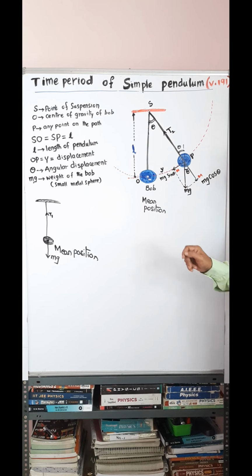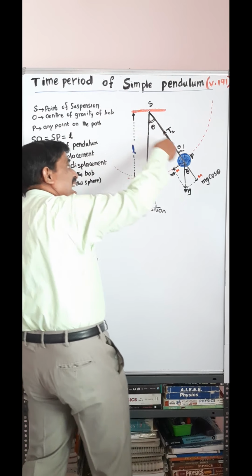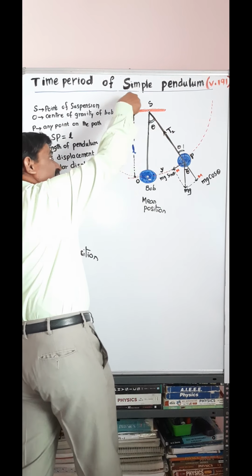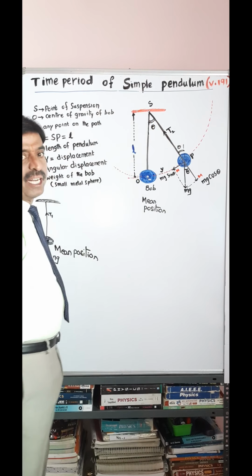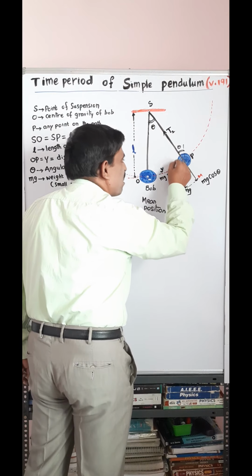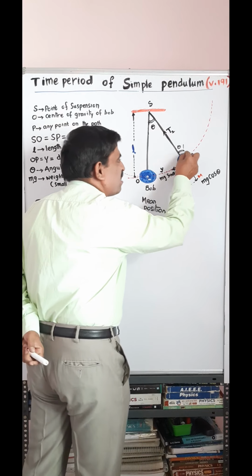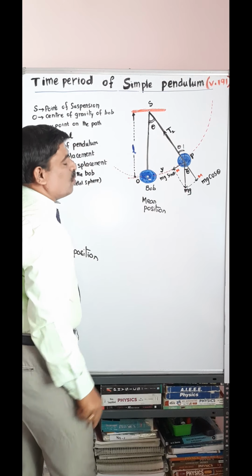At the point P, the weight of the simple pendulum is acting vertically downward. Now this is the cotton thread. The tension in the string is acting along the PS direction, towards the point of suspension. The weight of the simple pendulum, or the small metal sphere, or the bob, is mg. It is acting vertically downward.